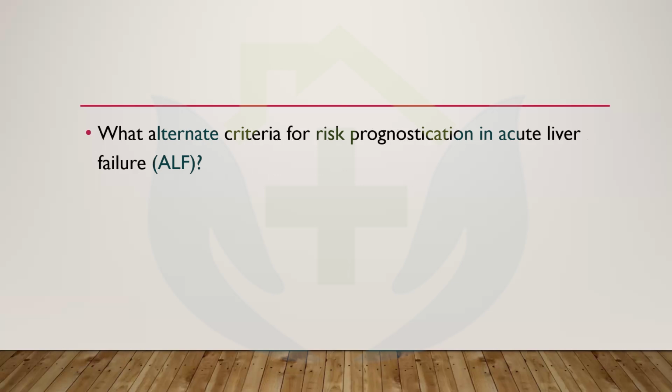What alternate criteria for risk prognostication in acute liver failure? This criteria you told, INR and bilirubin, creatinine. Any other criteria do you know for risk prognostication in acute liver failure? APACHE or APACHE 2. Yeah, any more? Okay, no problem, no problem.